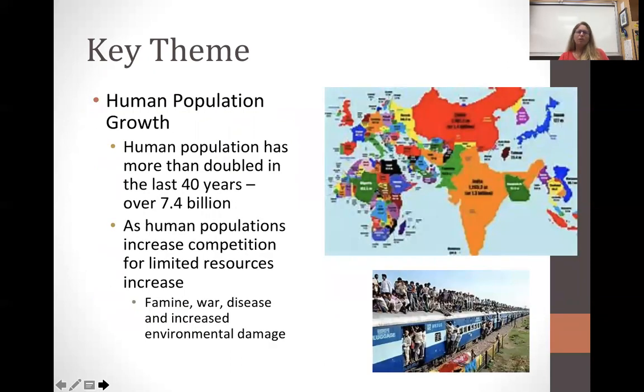Key theme is human population growth. We have more than doubled the human population in the last 40 years. We're sitting above 7.4 billion. The map on this slide is the countries kind of scaled for population. As human populations increase, we have increased competition for limited resources. As we have increased competition, we start to see war. We start to see disease. We start to see increased environmental damage.